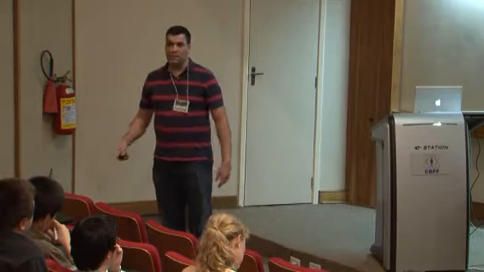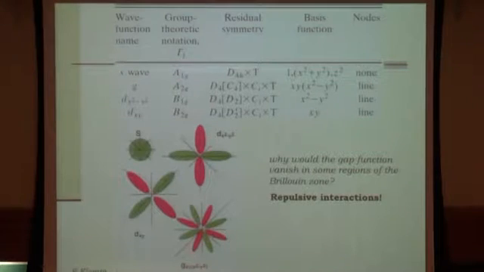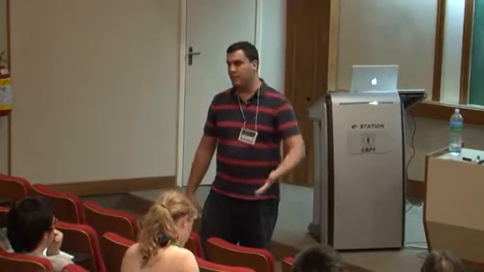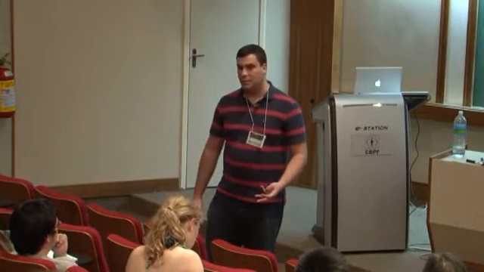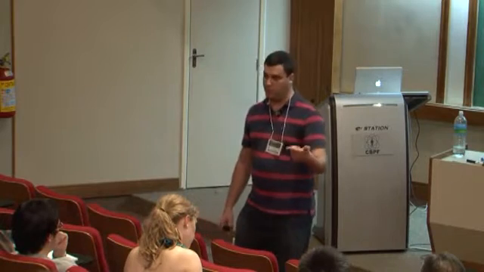Right? But my claim is that both pnictides and cuprates have nodes. Why do you think, so these are representations in polar coordinates, it's the same thing. Why do you think the gap function wants to vanish in some directions? Come on, just guess. Minimization of energy or something. Say it again? To minimize energy. But how do you minimize the energy if it's proportional to delta squared?